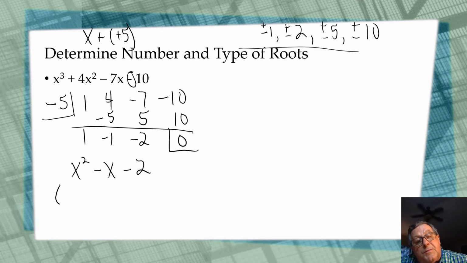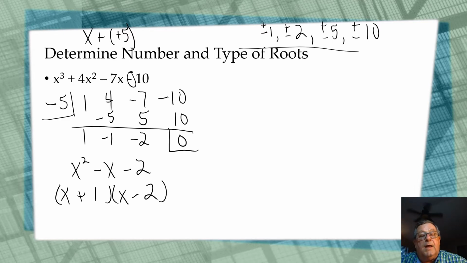I'm going to draw 2 sets of parentheses. I got an x and an x. My constant is a negative. My middle term's a negative. I know I got to have a plus and a minus inside the parentheses. The factors of 2 are 2 and 1. So I think if we got x plus 1, x minus 2, yeah, if I FOIL that back, it's going to be x squared minus x minus 2.